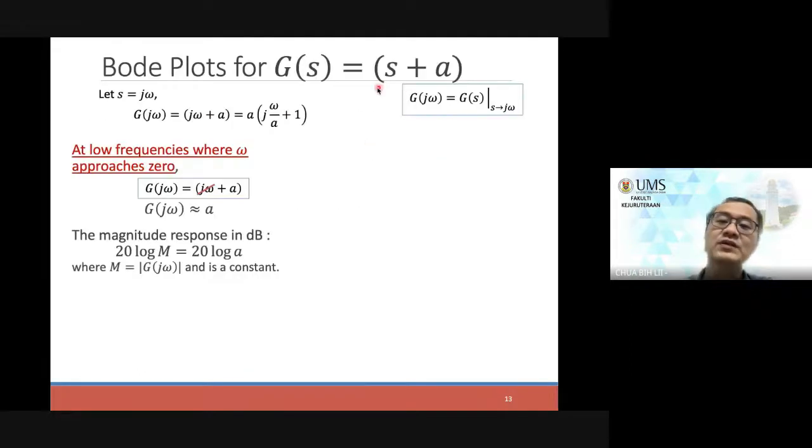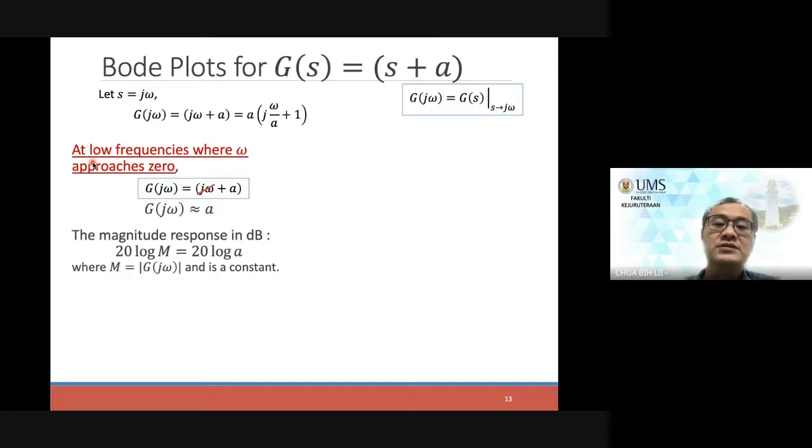So we start with the simplest one, G equals S plus A, meaning divided by 1. The denominator is 1. If we use this one, we have to let S equal j omega as usual, because we are dealing with frequency response. Put it in, therefore this S now becomes j omega plus A. If we extract them out, we have A times (j omega over A plus 1). Something like this, when we take S approximately j omega.